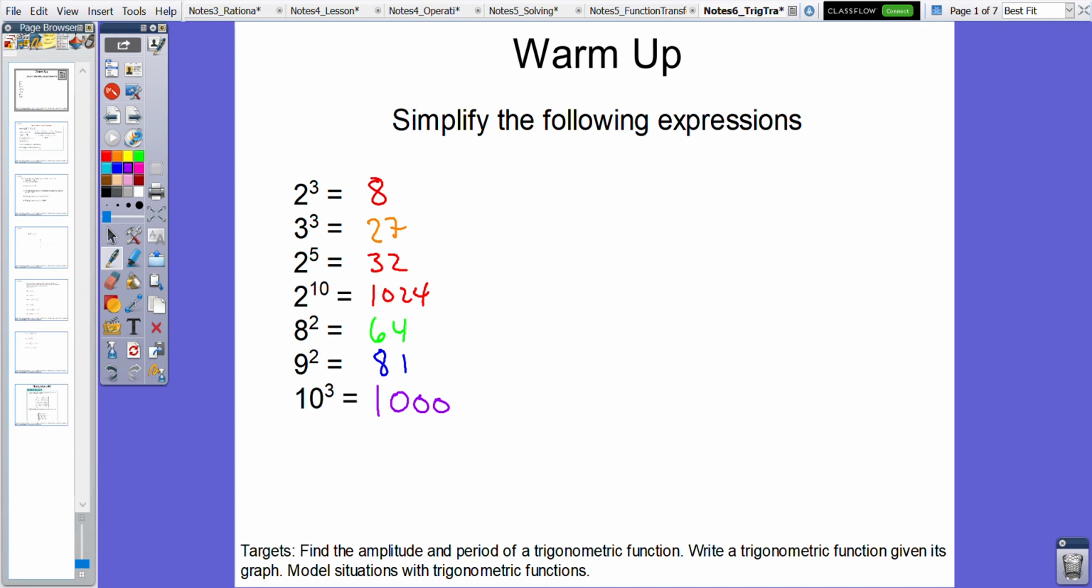Good morning, AP Calculus. Today we're going to take a look at transformation of a specific type of function, and those are our trig functions. Before we get started, here are the solutions to the warm-up that you had to do for this class.